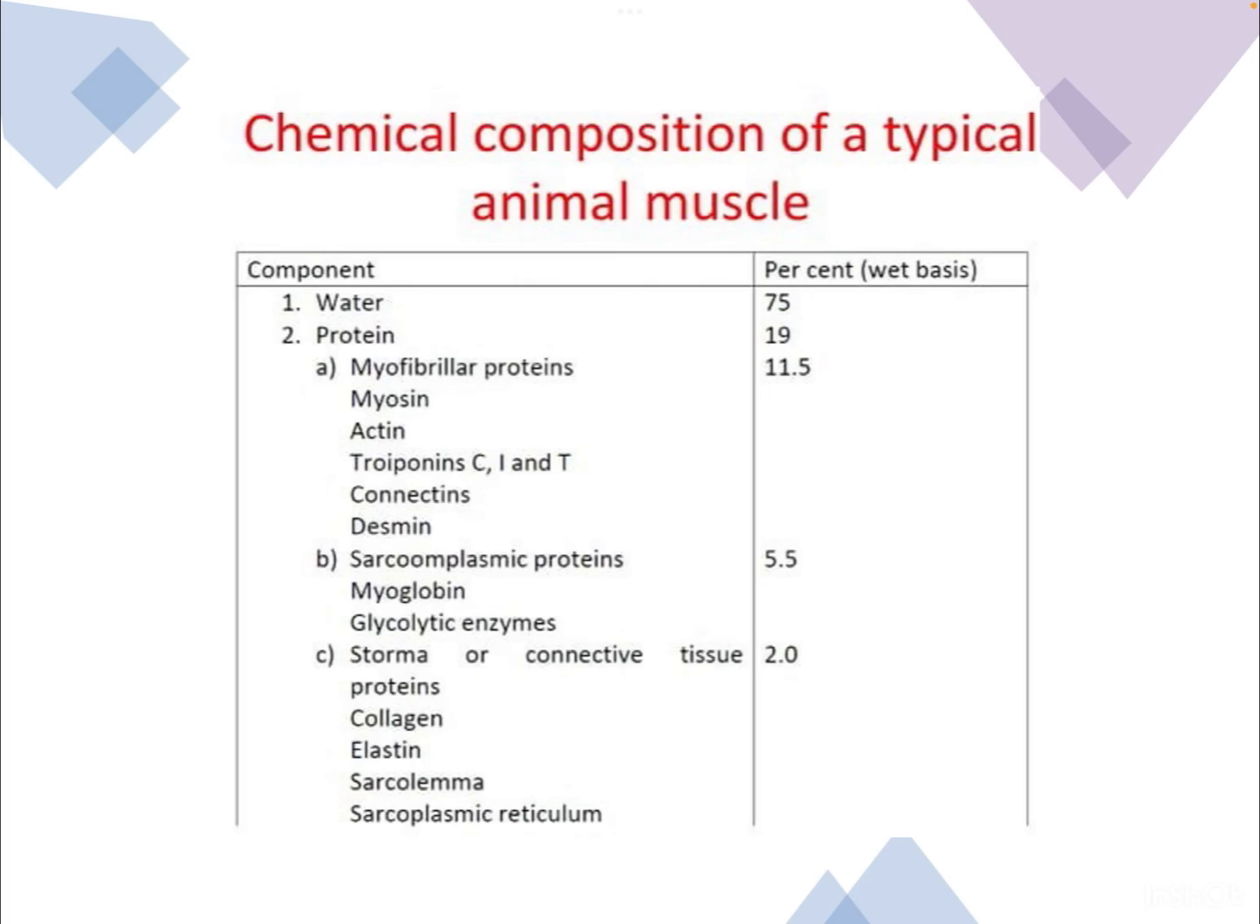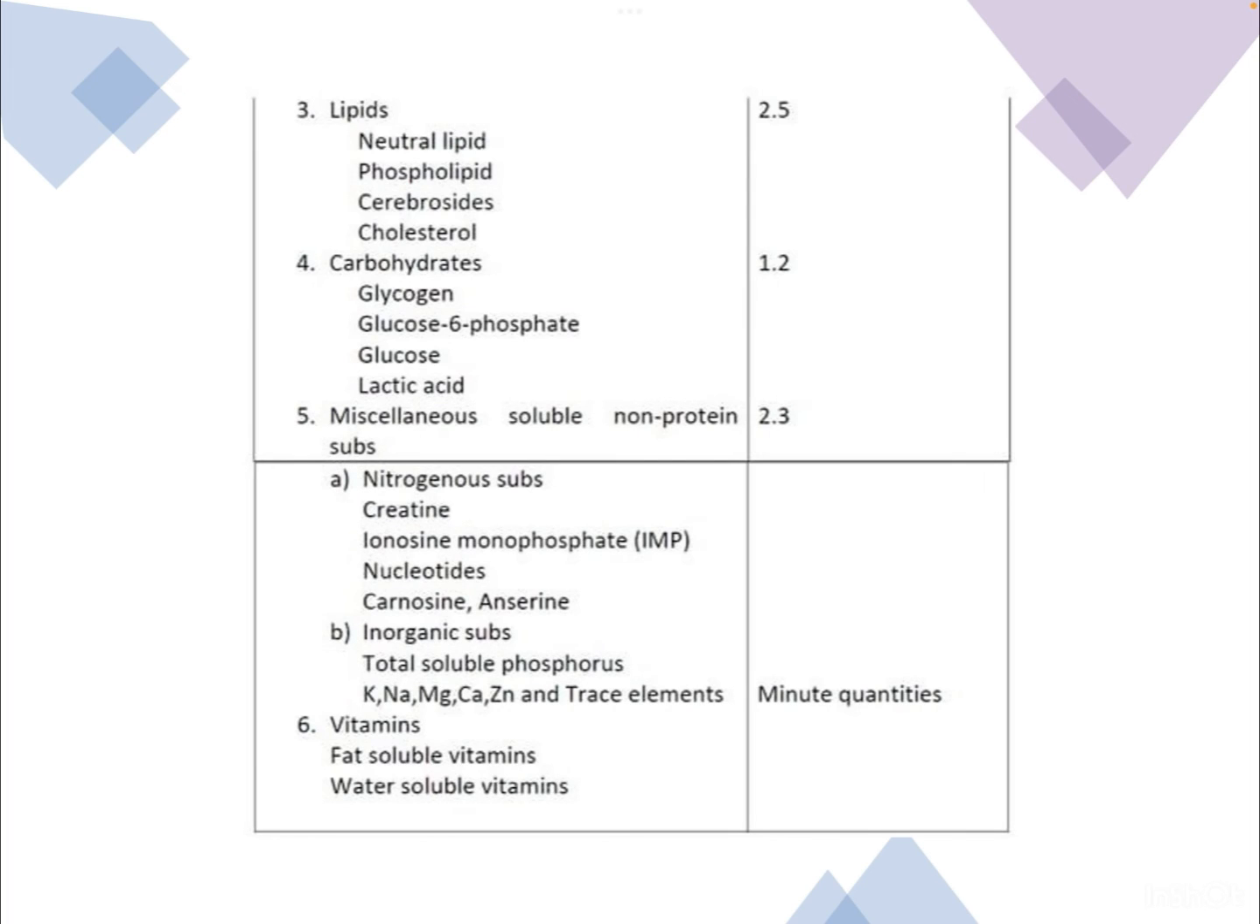Then we have stroma or connective tissue proteins, which has collagen. It has a complex triplet structure. Elastin, sarcolemma, and sarcoplasmic reticulum-based protein, which forms 2% of the weight. Then we have lipids, which forms 2.5 to 5% of the muscle weight, and we can have neutral lipid, phospholipid, cerebrosides, cholesterol, etc. The next biomolecule is carbohydrate, which forms like 1.2% of the overall meat weight. It involves glycogen, which is a complex polysaccharide, glucose 6 phosphate, which is going to get into this glycolysis pathway, glucose, lactic acid, etc.